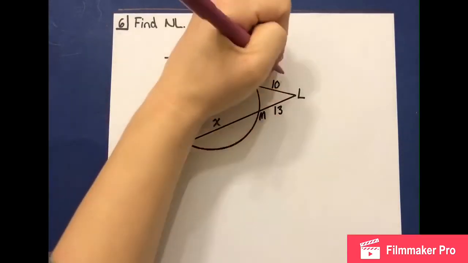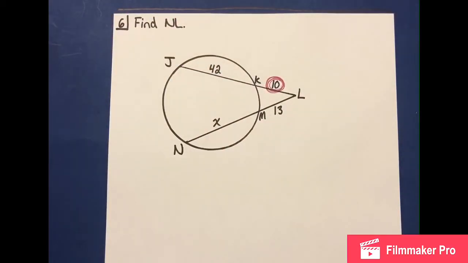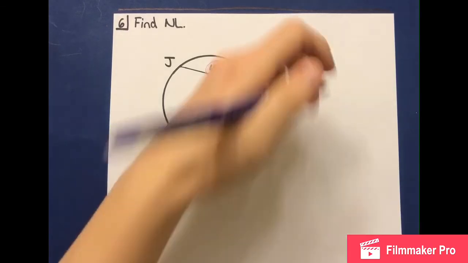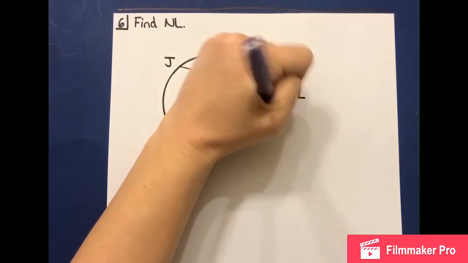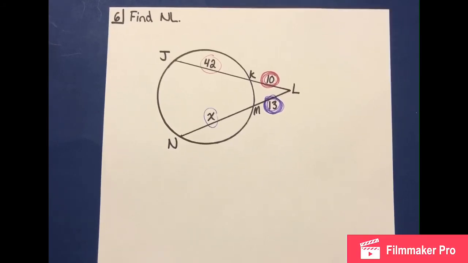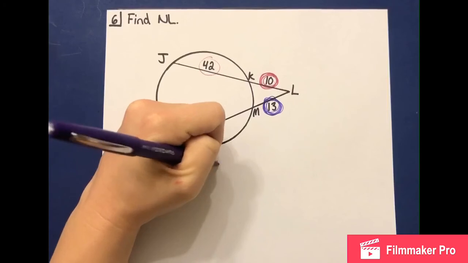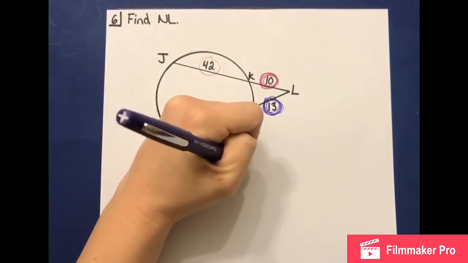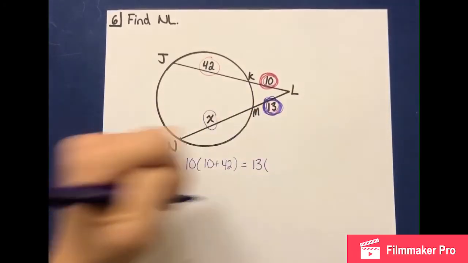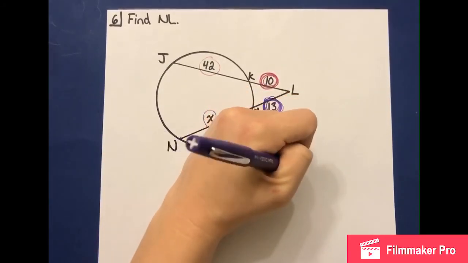Okay, do the same here. Double bold the ones that are outside. This is definitely one that's intersecting outside of the circle. I'm just going to circle the one that it matches up with. We have that, and we have this. And let's start with the equation. So here I'm going to have 10 times 10 plus 42 equals 13 times 13 plus x.